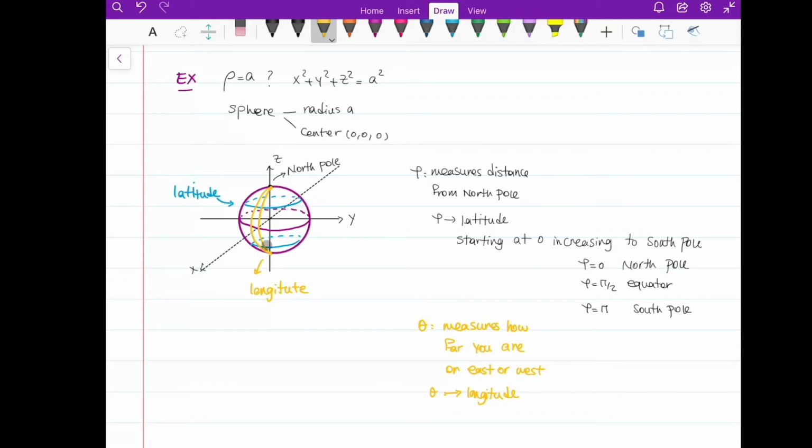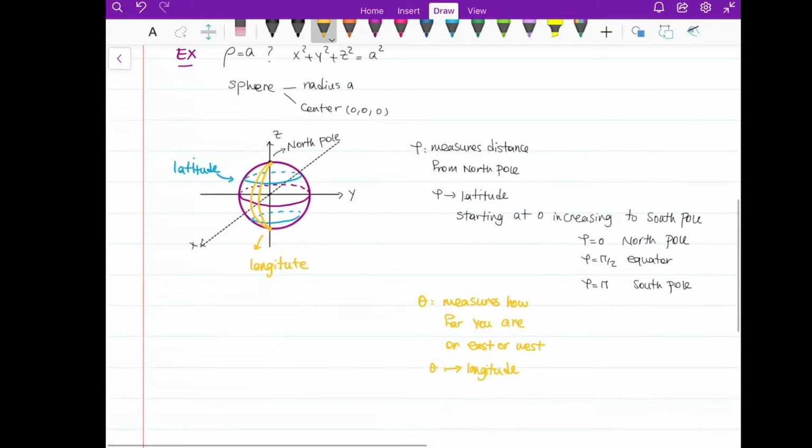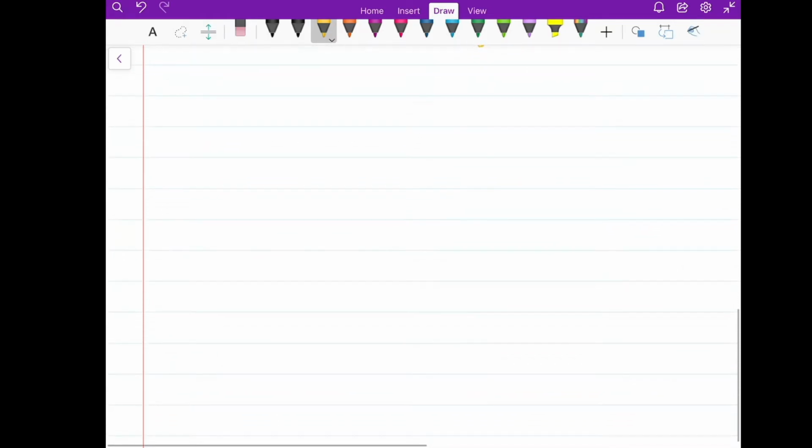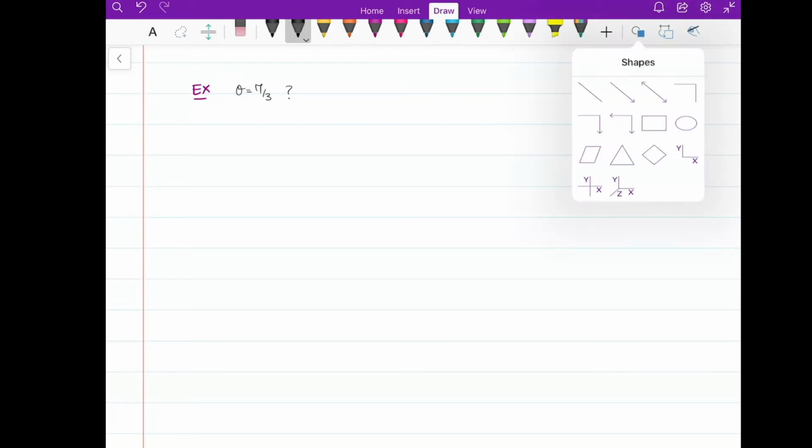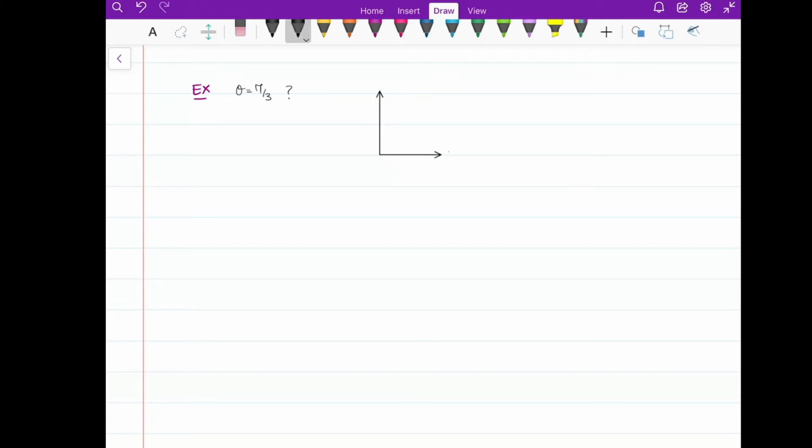So that was the first example, rho equals a. Let me go over another example. Theta equals pi over 3. What is that in spherical coordinate? I'm gonna graph it, and I'm gonna give you some time to think about this.